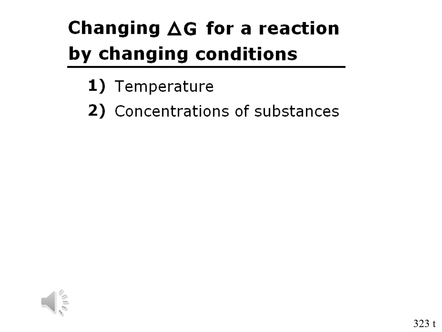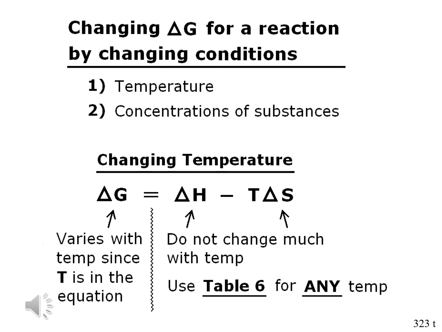There's two things you can do. You can change the temperature or the concentrations. We're going to look at temperature today because we already know the equation, and we'll look at concentrations in the next class. If you wanted to calculate delta G at a temperature other than 298, you can't use the table for delta G.